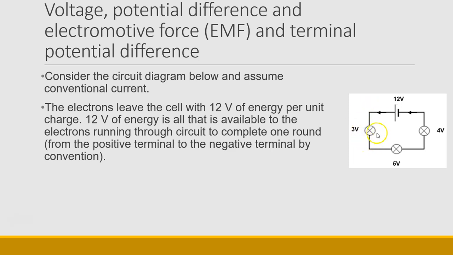However, when the electrons reach the first resistor, in this case it is a light bulb, and you will see later I'm going to equate resistors to obstacle courses. That is now where the electrons need to start using the 12 volts of energy to get through the resistors.